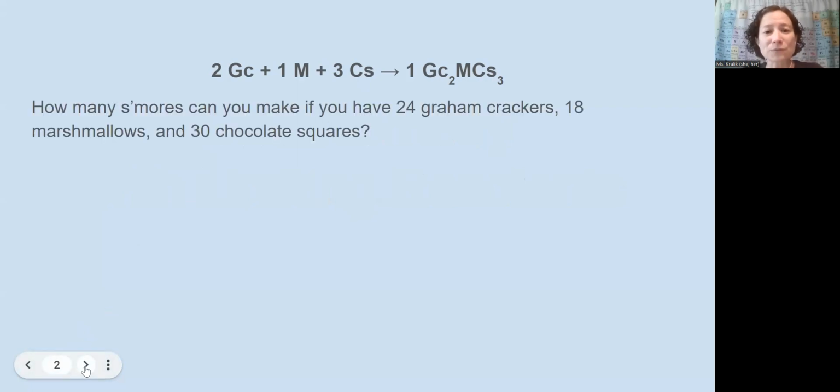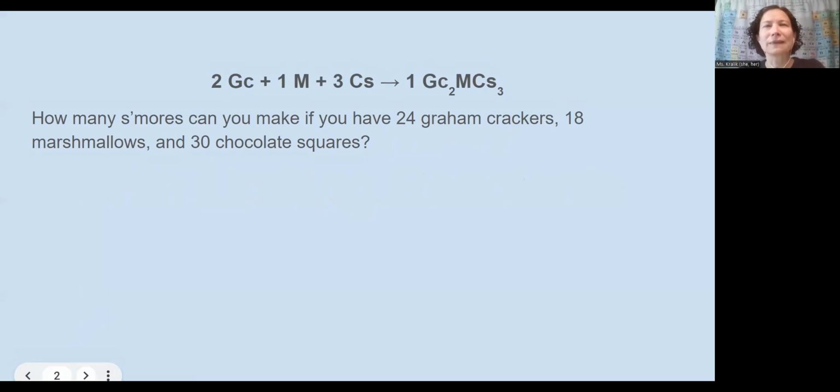The question is how many s'mores we could make if we have 24 graham crackers, 18 marshmallows, and 30 chocolate squares. Well, that doesn't seem like it's going to add up to an even or equal number of s'mores. So let's take a look here.